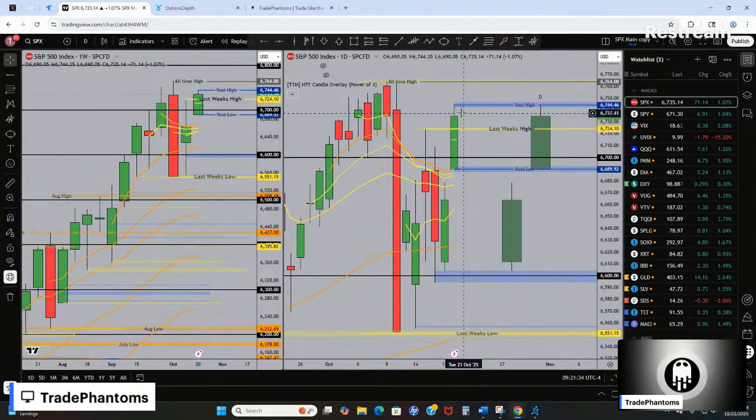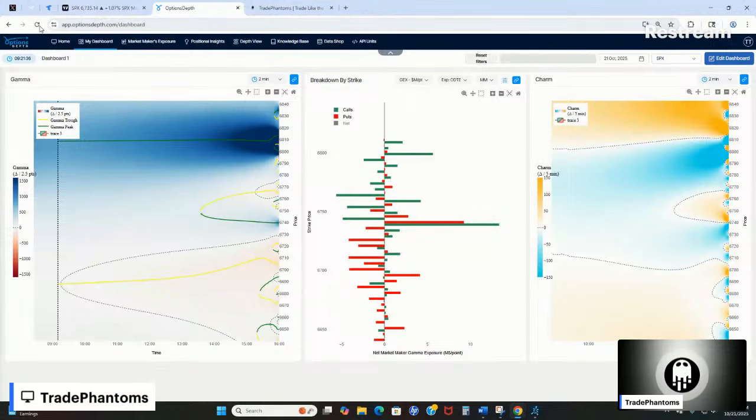Clicked over to the SPX. Why? Well, if I go to this options depth here, right now, this is super advanced.